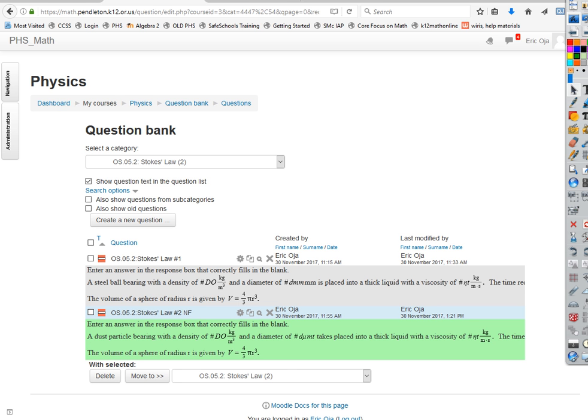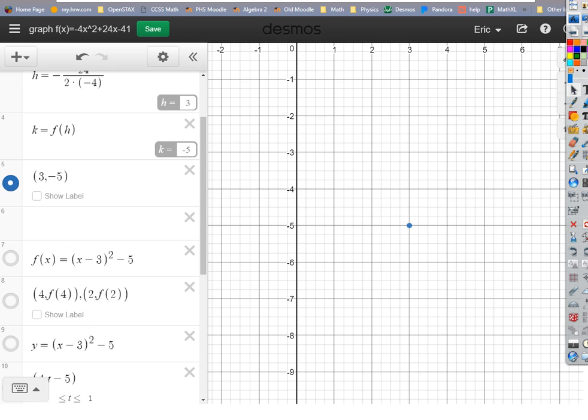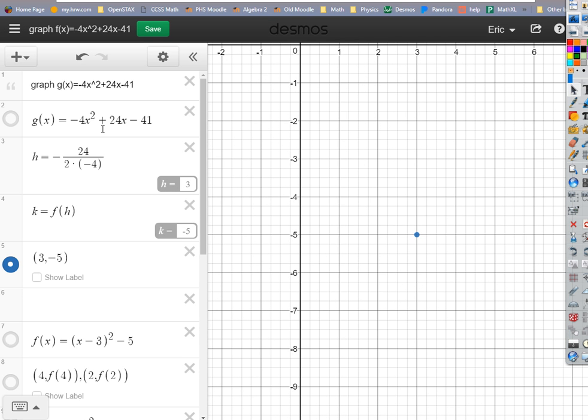So here it is. So this is the function. There's the function we're graphing: -4x squared plus 24x minus 41. Well, we just found out that H and K were 3, -5. So there's that point, right?